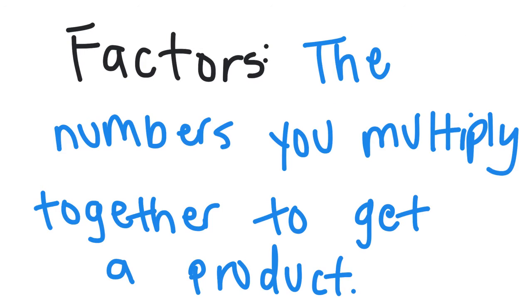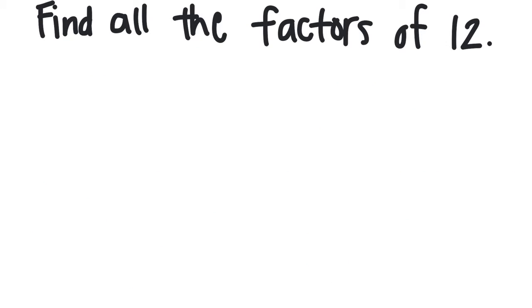Okay, so here's that definition written out in words. What is a factor? Factors are the numbers that you multiply together to get a product. So in 6 times 3 equals 18, the 6 and the 3 are the factors. So how do we find out the factors of a number? Let's say that you are being asked to find all of the factors of 12.